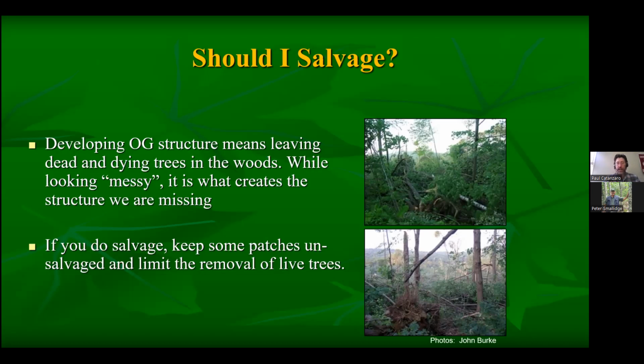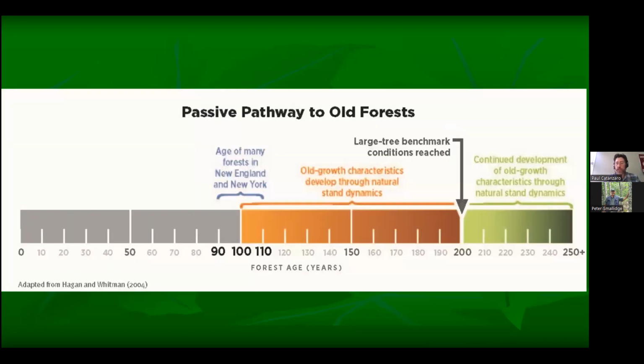There might be times you've got to intervene out of safety reasons or get trees out of trails, but to the extent you can leave as much unsalvaged as possible, you're going to be moving that forest and cultivating those characteristics. So when we look at how fast trees grow, and we look at where our current forests are at, around 100 years old, if we take this approach, then we will get to that large tree benchmark, which is influential because it's A, one of the characteristics of a forest, but B, leads to the big dead wood, it's standing, the big dead down wood, etc.